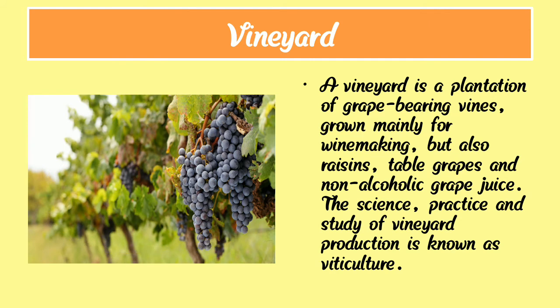So a vineyard is a place where grapes are grown. A vineyard is a plantation or a garden of grapevines grown mainly for winemaking, but also for table grapes and non-alcoholic grape juice. The practice and study of vineyard production is known as viticulture.